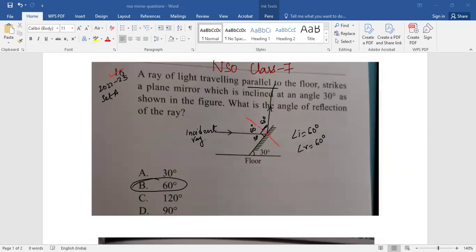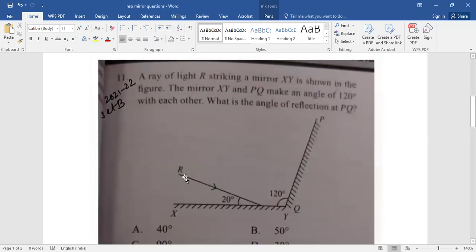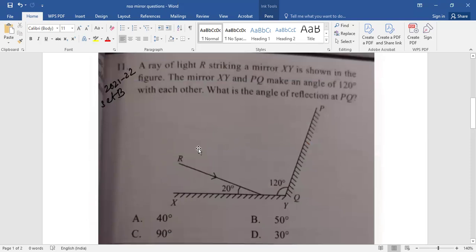Let's move on to the second question that we have. A ray of light R striking a mirror XY is shown in the figure. The mirrors XY and PQ make an angle of 120 with each other. What is the angle of reflection at PQ? So again, this is 20. So we draw the normal, right? So this is the normal.